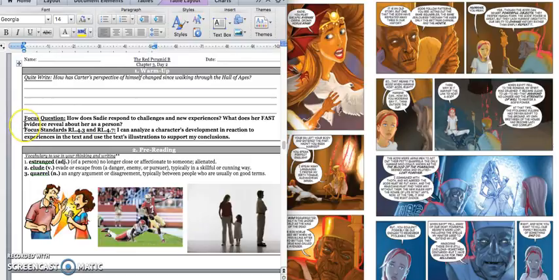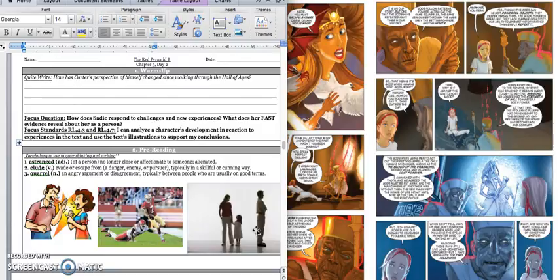Our focus question for today is, how does Sadie respond to challenges and new experiences? What does her past evidence reveal about her as a person? Okay, so we're going to be focusing in on Sadie today and Carter tomorrow. Our focus standard is analyzing a character's development and reaction to experiences and using the text illustrations and text features to support your answer.